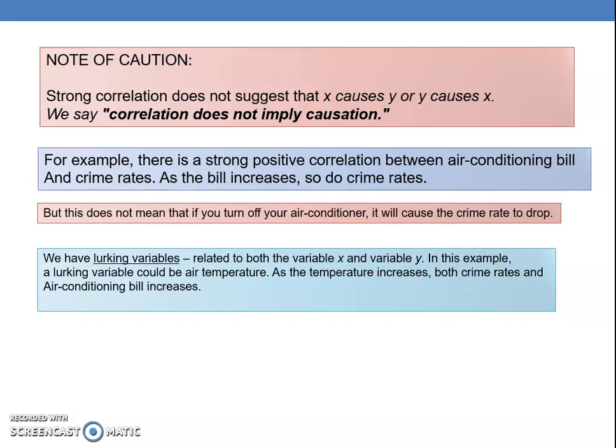Obviously not. But in this case, we have what we call lurking variables, which are both related to X and Y. In this example, a lurking variable could be air temperature. So as the air temperature increases, both crime rates and air conditioning bill also increase. So usually this happens during the summer, and I'm pretty sure you can understand that, right?